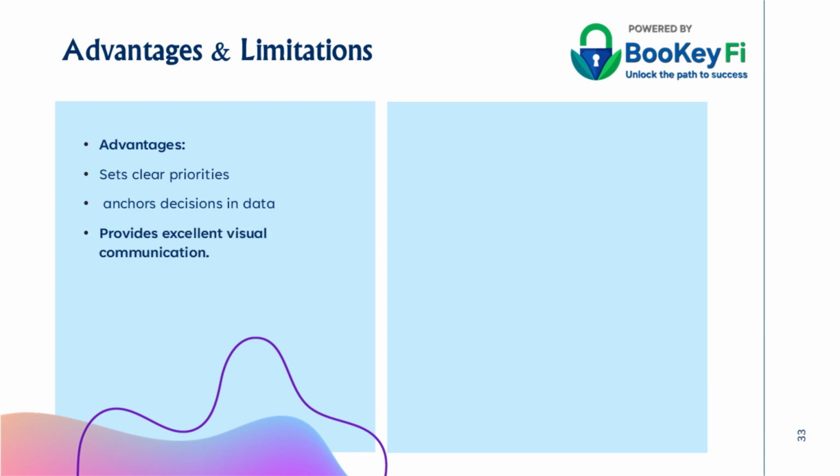It provides excellent visual communication. Because the 80-20 relationship is so easy to see, it becomes a powerful way to explain your strategy to stakeholders, ensuring everyone is aligned on why certain tasks are being prioritized over others.